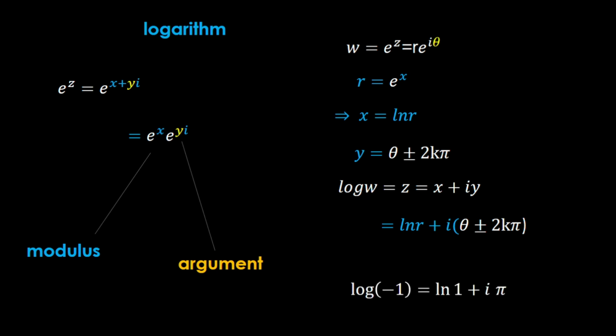Therefore, in case you have log of -1, that is ln of 1 plus i pi. If I find the argument here of this. Therefore, z to the w is equal to w log z.